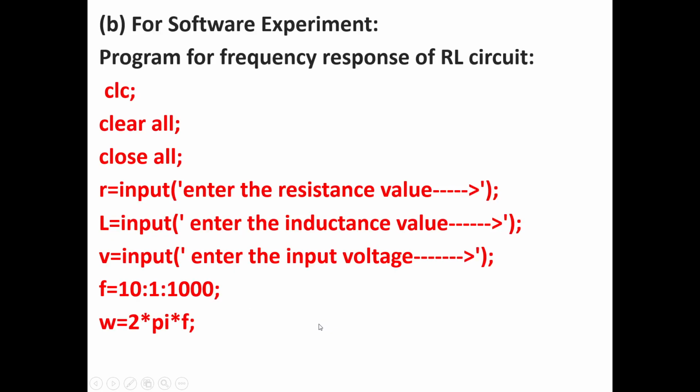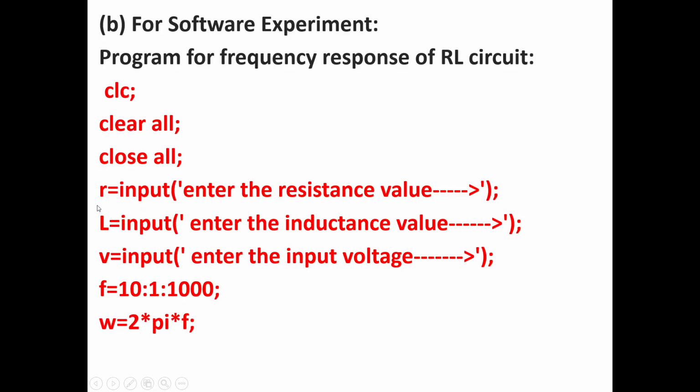Now let us see the software experiment. So I have written a program for the software experiment. The program starts with clc semicolon. clc means clear the screen. clear all means whatever data is there in the workspace has to be cleared. And close all means if any other script is open, that script should be closed.